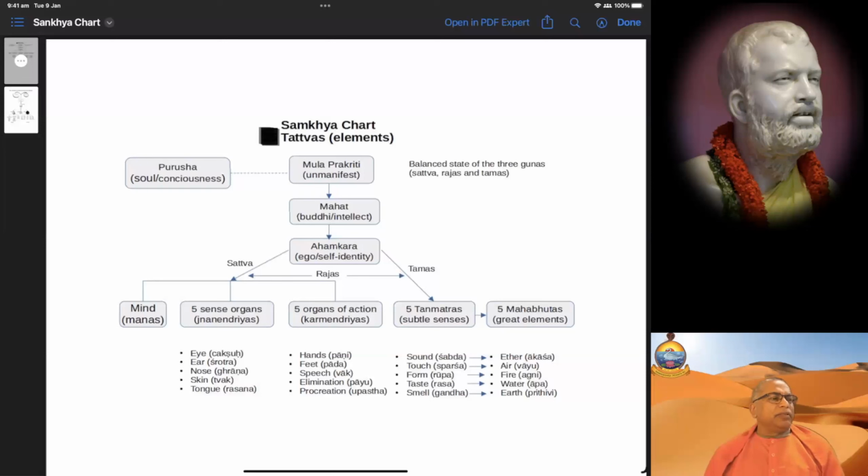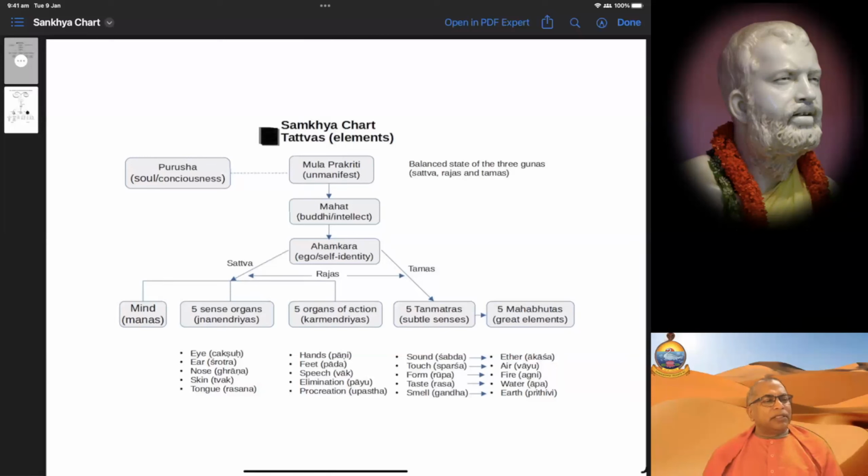And next to it on the left, you can see is the Purusha, the soul, the consciousness. Unlike the linkages that are shown between one tattva and the other below Prakriti, which show an arrow, a definite strong line showing how one is produced out of the other.